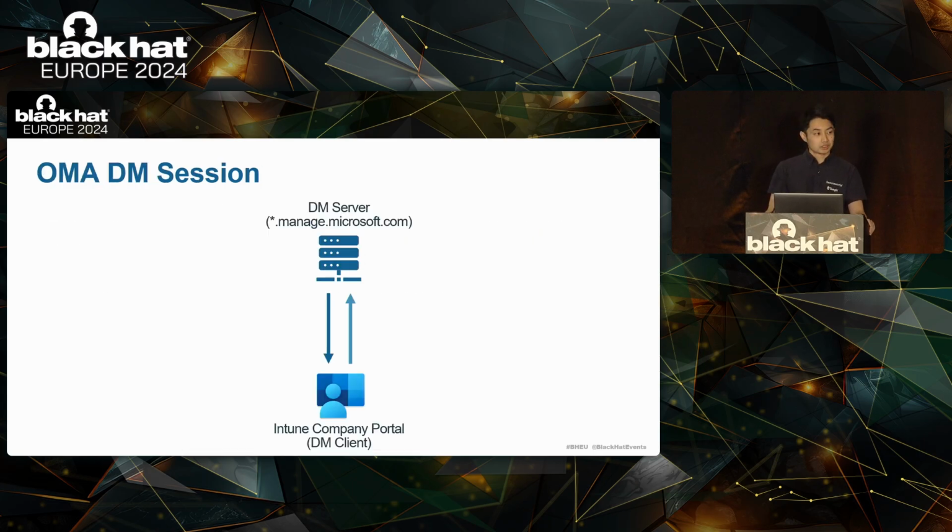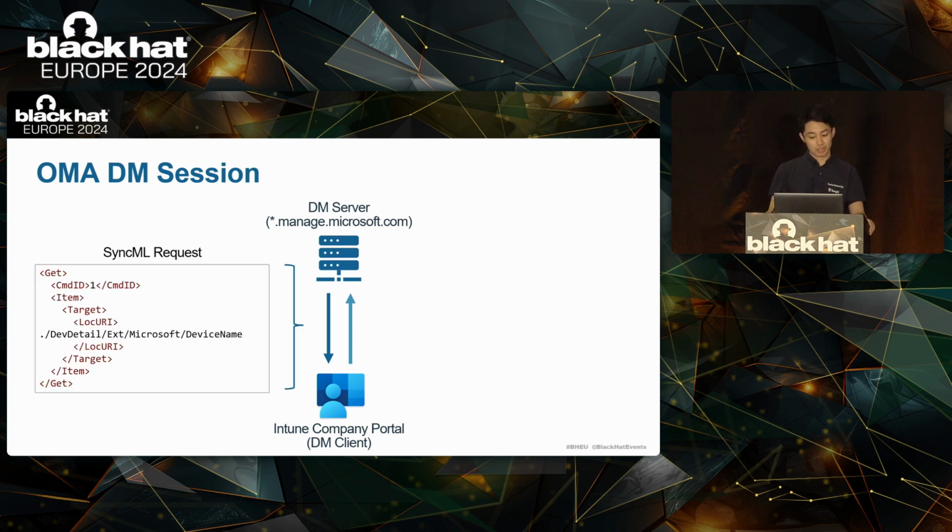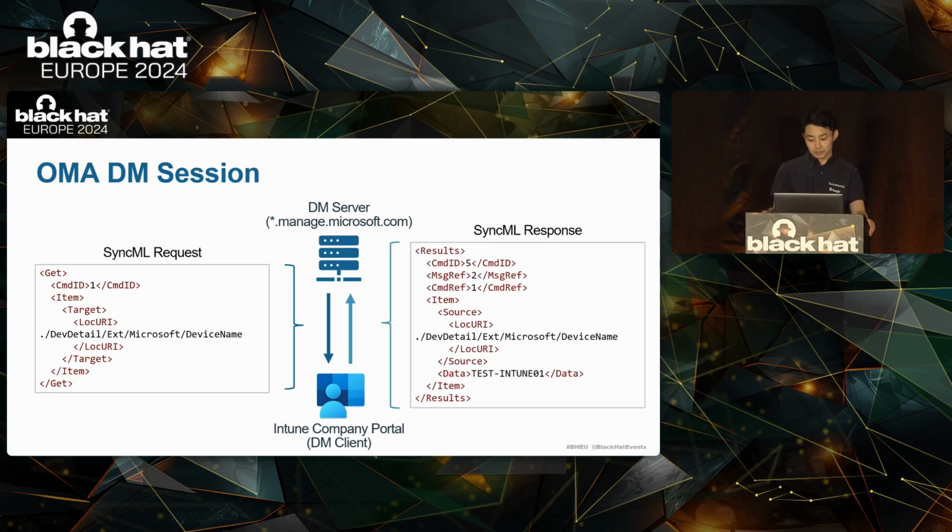And during the communication, the management server sends a request called a syncML request. This request defines what the device should do, like sending OS version information to Intune or configuring registry settings. And once this syncML request is received, the device sends back a syncML response, which contains the result of the request.